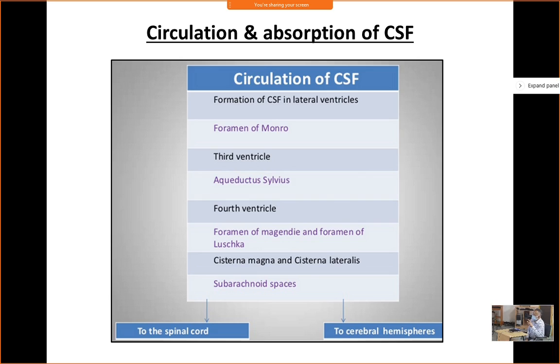Now from the formation of CSF in the lateral ventricle, it goes through the foramen of Monro to the third ventricle. From the third ventricle, the aqueduct of Sylvius is there. Through the aqueduct of Sylvius, it comes to the fourth ventricle. From the fourth ventricle, by means of the foramina of Magendie and Luschka, it will go to the cisterna magna and cisterna lateralis. Then it remains in the subarachnoid space. From the subarachnoid space, it goes to the spinal cord, as it remains around the spinal cord as well as around the cerebral hemisphere.